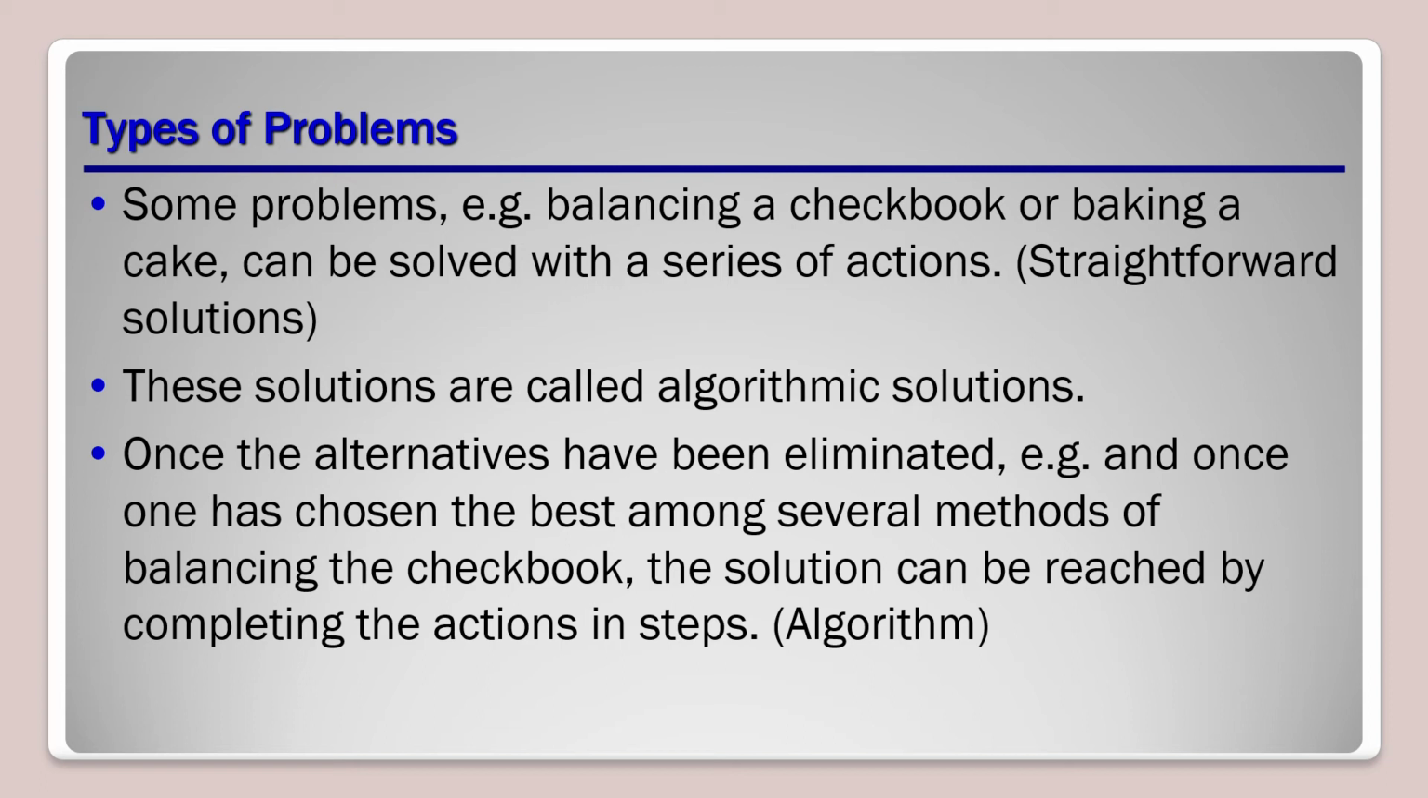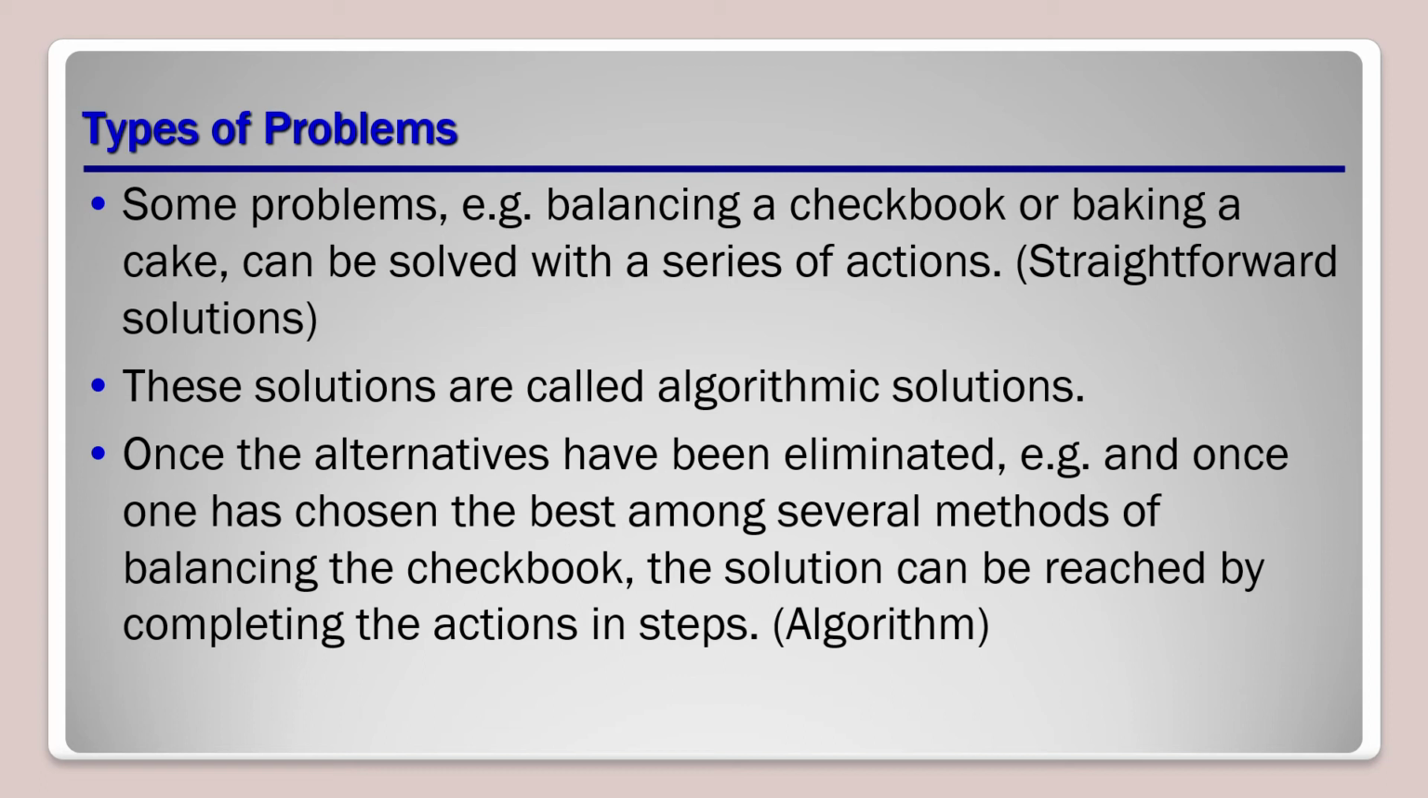Okay. So guys, once the alternatives have been eliminated, and once one has chosen the best among several methods of balancing the checkbook, the solution can be reached by completing the actions in steps. So that is called an algorithm. And how can we define an algorithm? Very simple: the number of steps which we need to follow to perform or complete a specific task.